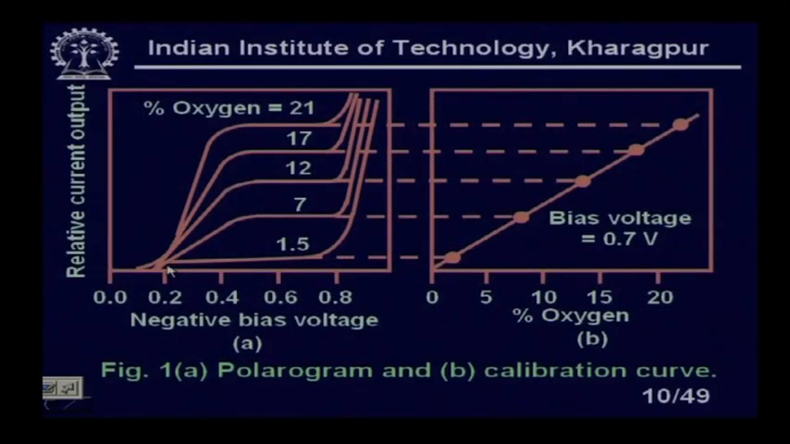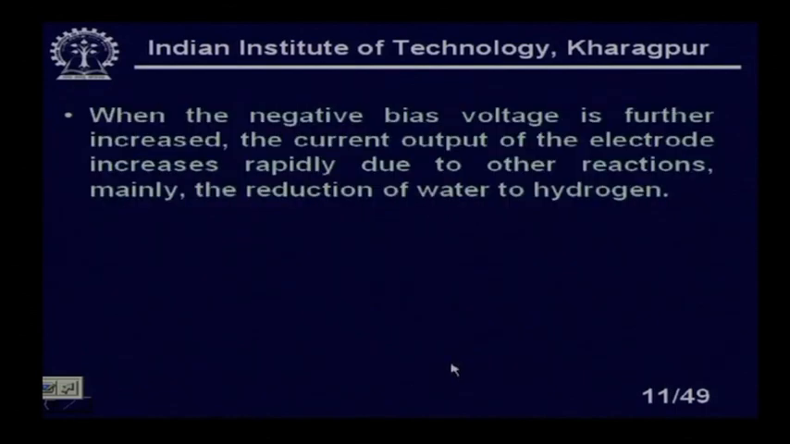As you increase the negative bias, the current slowly increases, then it is so fast that I am getting a saturation region here. Same, as you increase the negative bias for a particular concentration, the current increases, then it reaches a plateau region. After that, there is a drastic increase of the current.